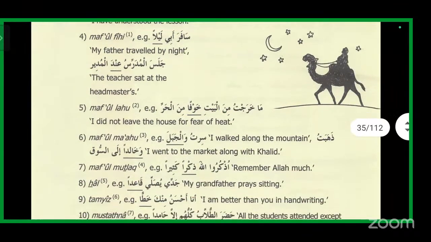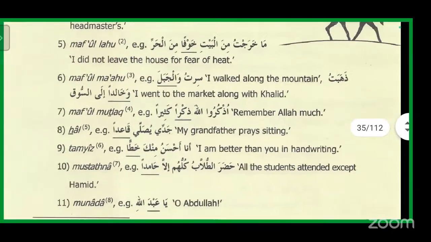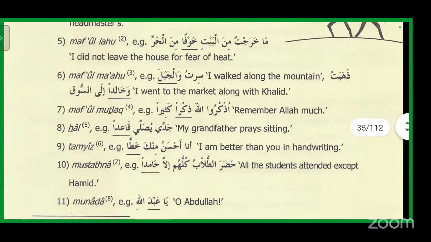مفعول له. Example, ما خرجت من البيت خوفا من الحر. I did not leave the house for fear of heat. مفعول معه. Example, سرت والجبل. I walked along the mountain. ذهبت وخالدا إلى السوق. I went to the market along with Khalid. مفعول مطلق. اذكروا الله ذكرا كثيرا. Remember Allah much. حال. جدي يصلي قاعدا. My grandfather prays sitting, while sitting.